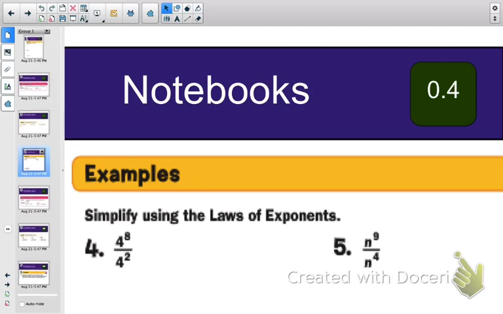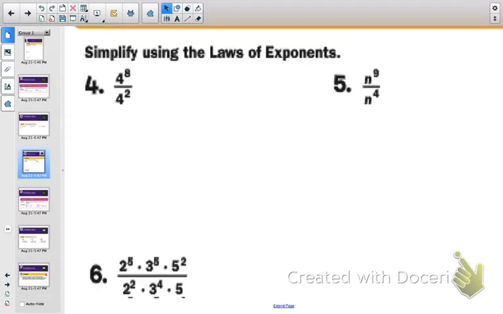Okay, so now we are dividing. So I'm going to write this out a little bit. So look at number 4 here. If I write this all out, 4 to the 8th, it's going to be 4 eight times on top: 1, 2, 3, 4, 5, 6, 7, 8. And then I have 2 on the bottom.